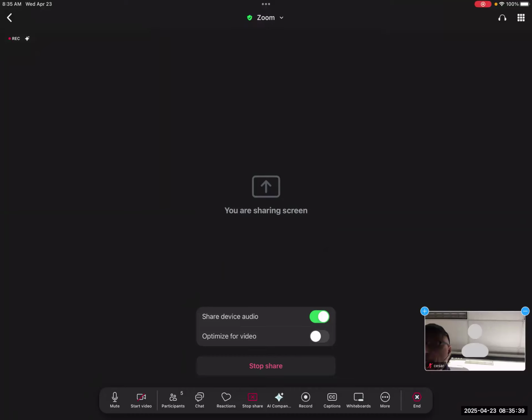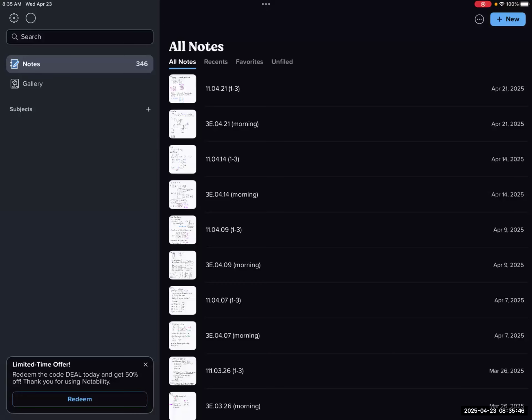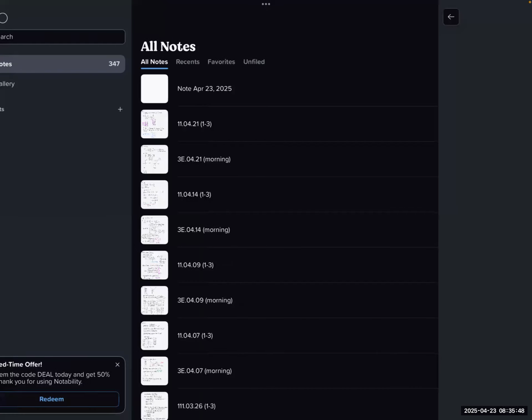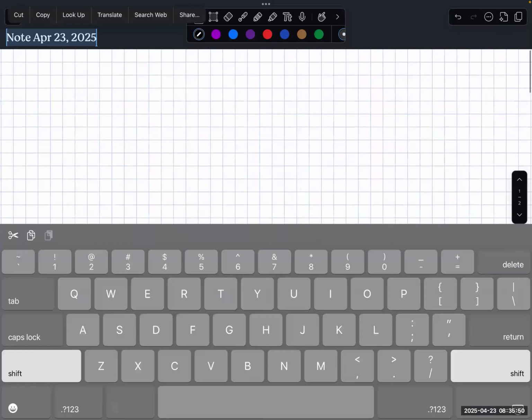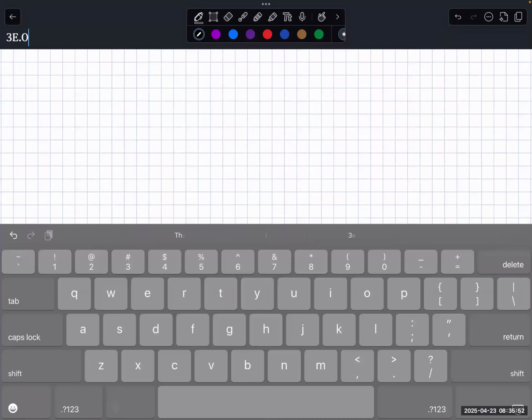That blue icon. Is it 23rd? Ballpark? Cool.